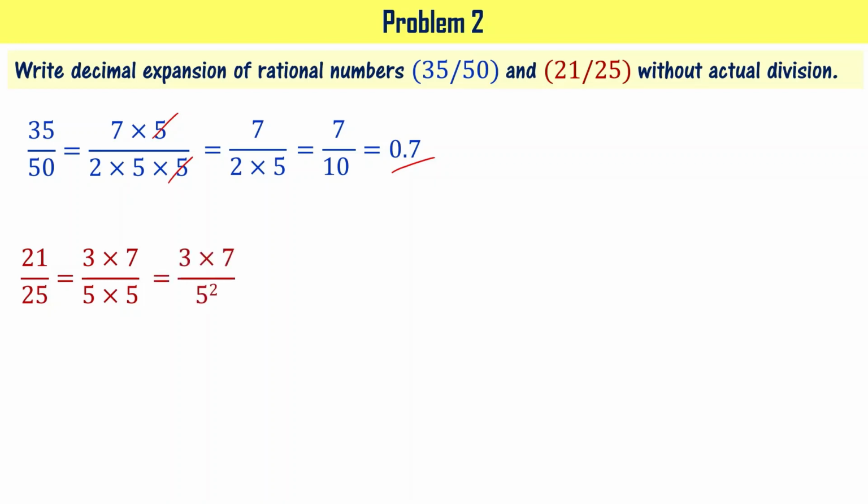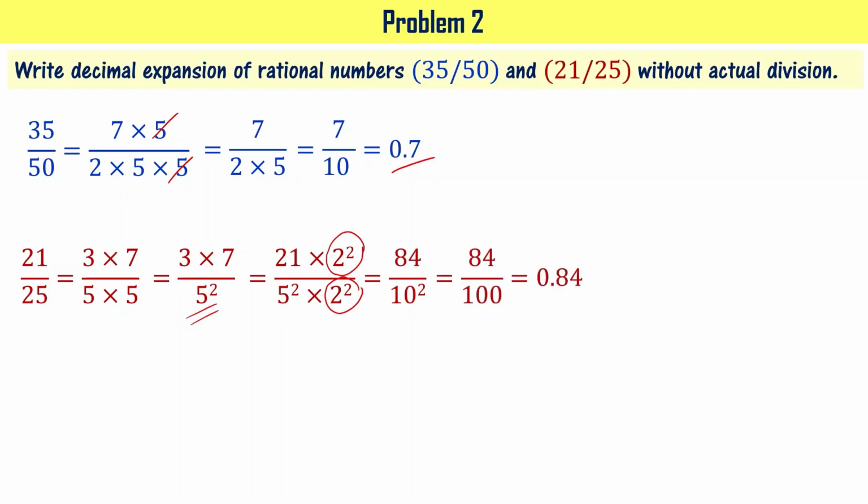So this can be written now as 3 times 7 divided by 5 square. I want to have 2 square in the denominator along with 5 square. So what I do is I'll multiply the numerator and denominator with 2 square. When I do that, I'm getting 2 square in the numerator and denominator. The denominator is going to be 10 square and the numerator is going to be 84. So it means it is 84 by 100, that is 0.84, right? I hope you understood the problem.